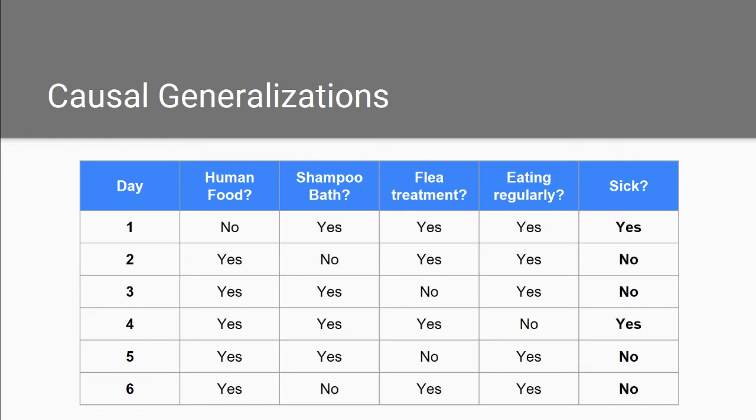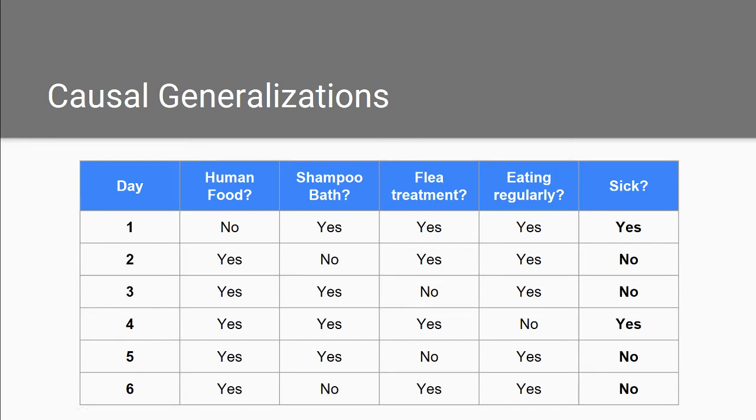Day 4, ate the human food, had a shampoo bath followed by the flea treatment, but we also saw the dog wasn't eating regularly and got sick. Day 5, again, ate human food, had the shampoo bath but no flea treatment. We saw the dog was eating regularly, didn't get sick. And then finally on day 6, human food, no bath but got the flea treatment, was eating regularly, didn't get sick. Okay, so take a moment, look at this table.